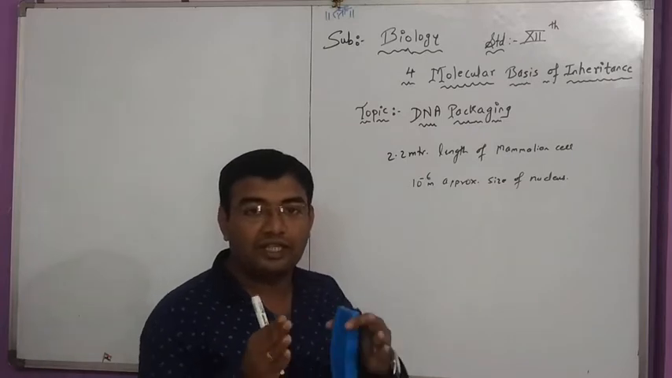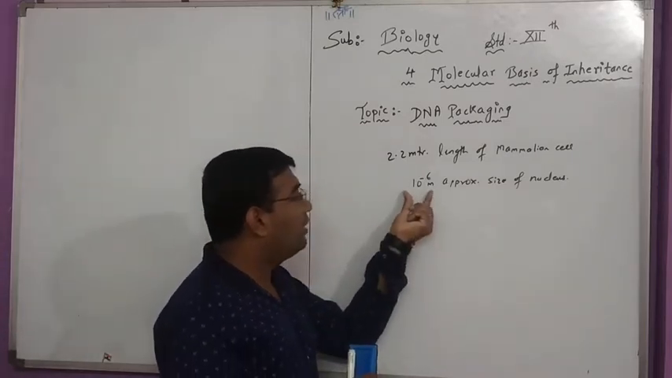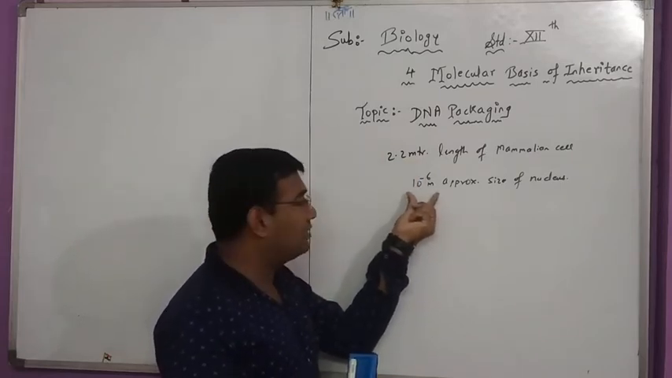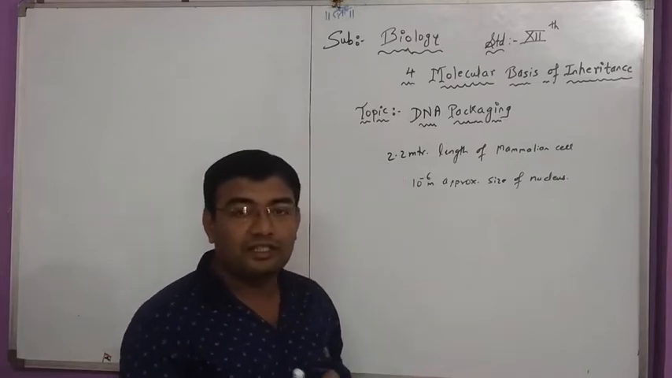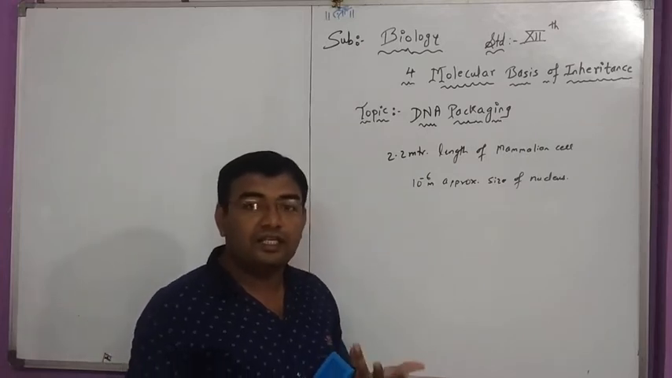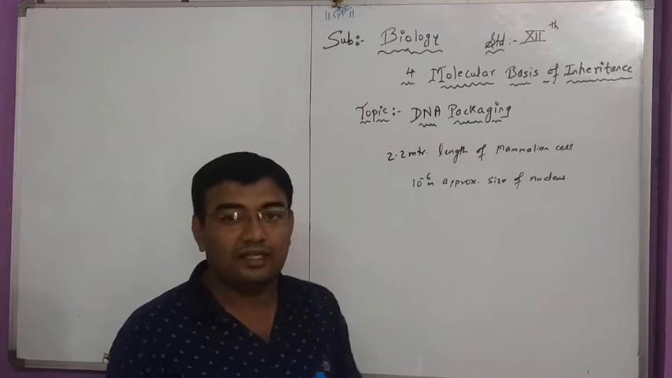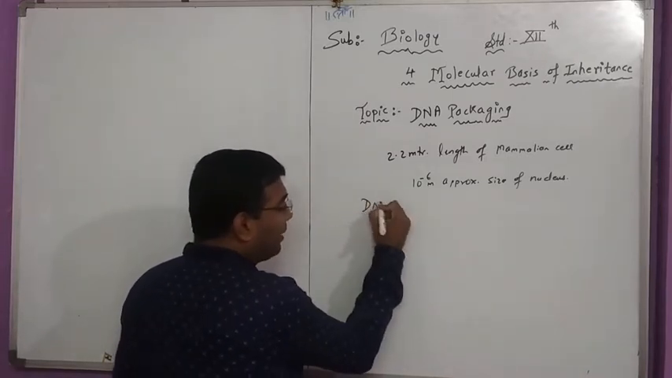As we know, the nucleus holds the genetic material. So to fit the length of 2.2 meters into the approximate size of 10 raised to minus 6 meter, how does this process take place? It needs some folding, some coiling, some superfolding, that is supercoiling, and then the size gets reduced.